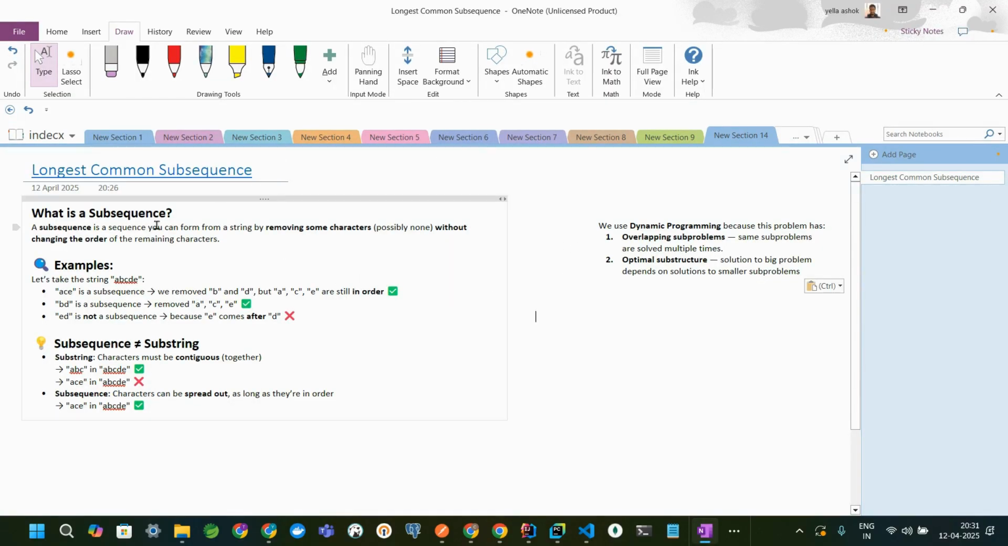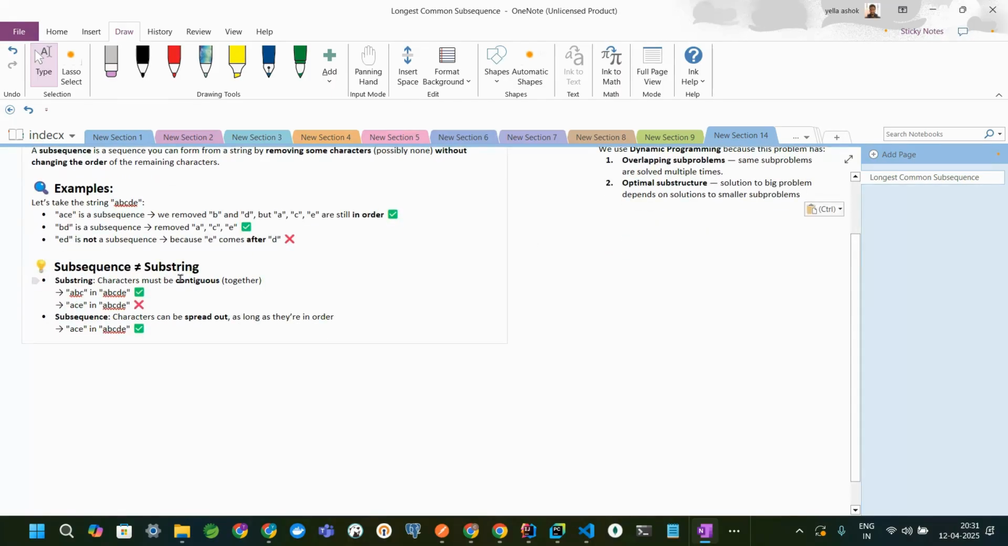Now let us try to understand what a subsequence is. Already we discussed, a subsequence is a sequence you can form from a string by removing some characters, possibly none, without changing the order of the remaining characters. Let us take an example, ABCDE. AC is a subsequence. We removed B and D, and A and C are still in order, from left to right. BD is a subsequence, we removed A, C and E. But ED, the letters are there, but it's not a subsequence because E comes after D.